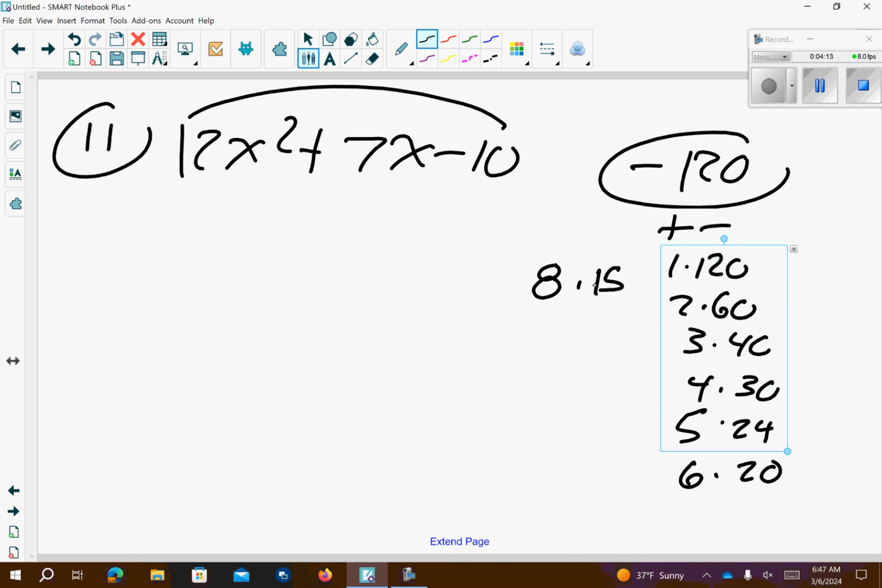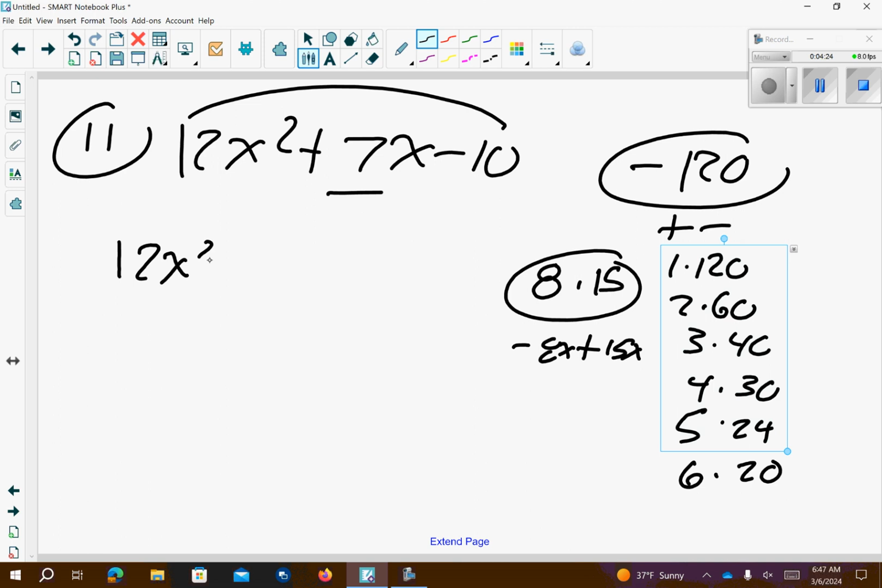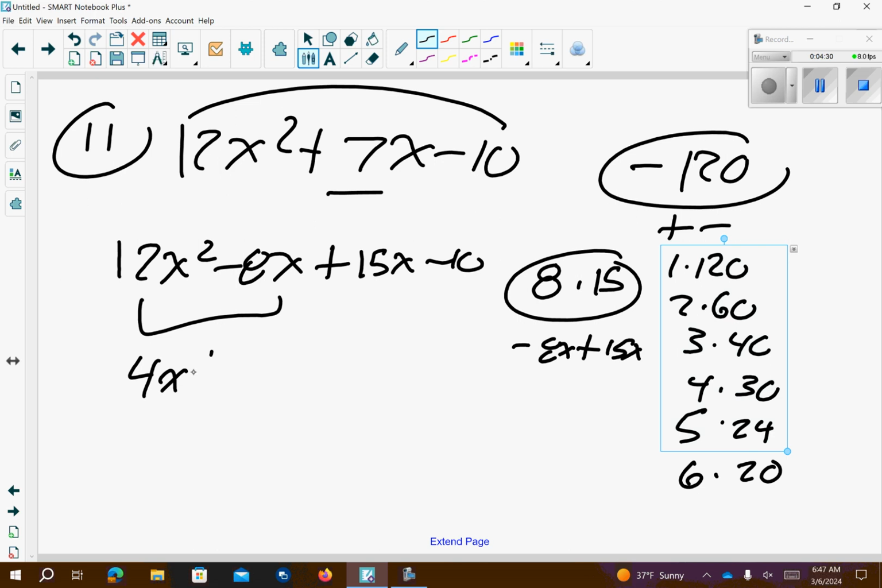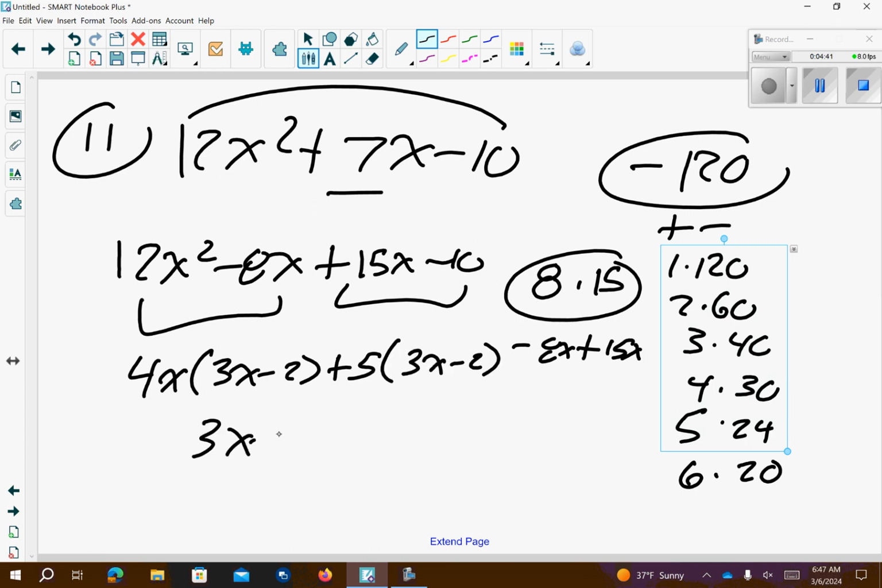8 and 15 works. Okay, so one's going to be positive, one's going to be negative, so it'll be positive 15x, negative 8x. That add up to the positive 7. Whatever order you want, put these in. I can factor a 4x out of both of those. That's going to leave me 3x minus 2. Factor a 5 out of both of those, bring the positive down, 3x minus 2. So I get 3x minus 2 and 4x plus 5.